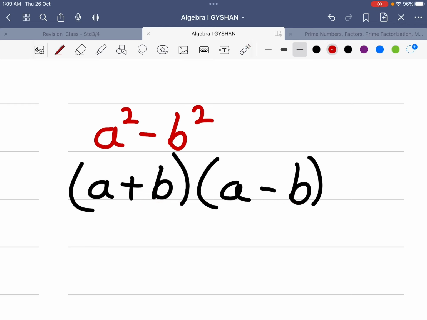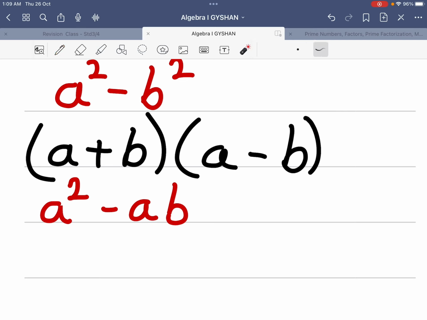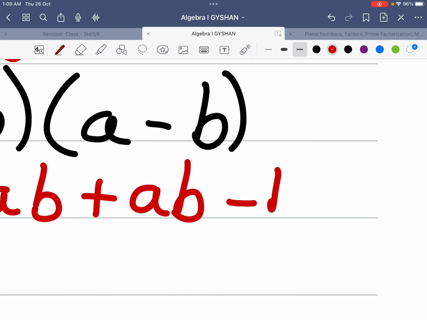So let's do that. A multiplied by A is A squared. A multiplied by minus B is minus AB. And B multiplied by A is AB, and B multiplied by minus B is minus B squared.